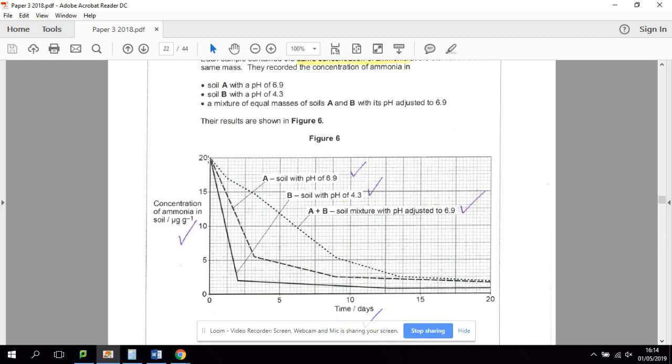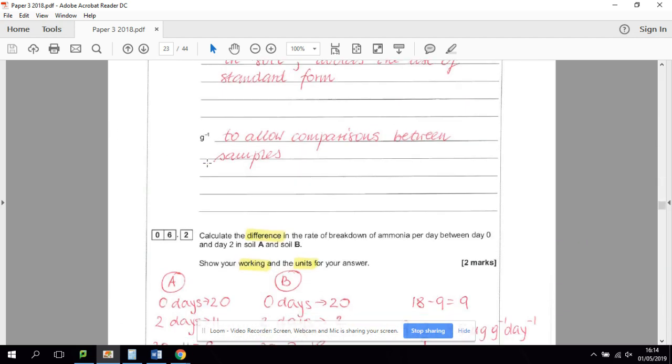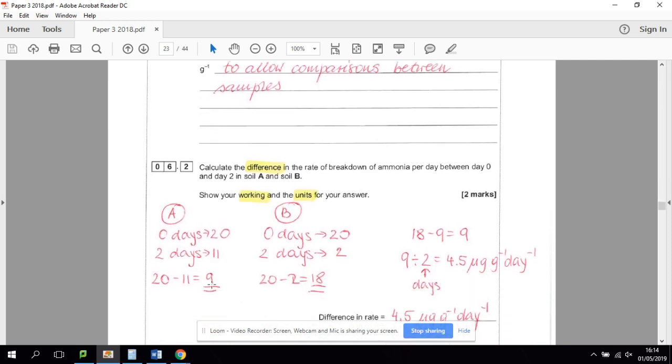So both of them started at 20, but then we've got a difference. For A, after 2 days we've got 11, so the difference is 9. For B, after 2 days we've got 2, so the difference is 18. So take those away: 18 minus 9 is 9.